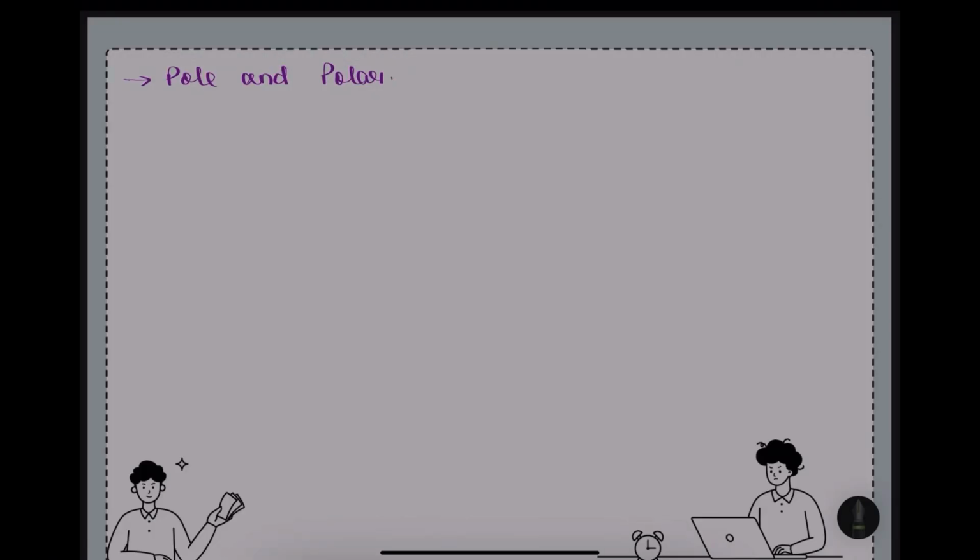So we got this situation where we have to understand what is pole and what is polar. Okay, so try to understand this part. What is this pole, what is this polar? Okay, look at this situation.